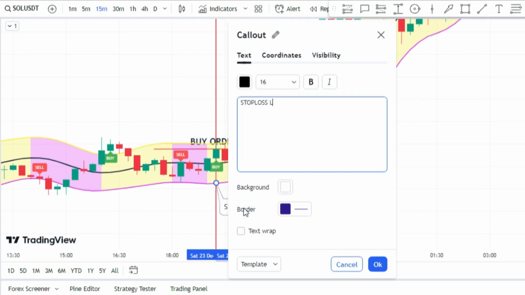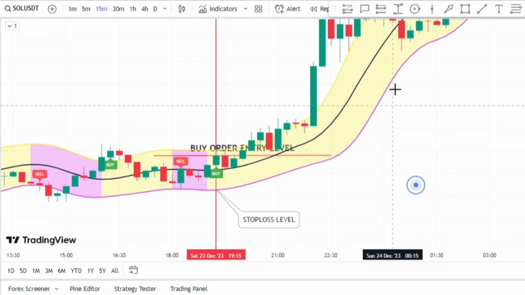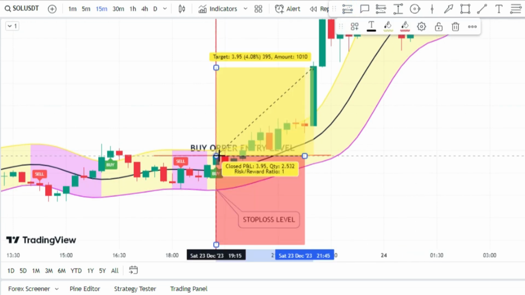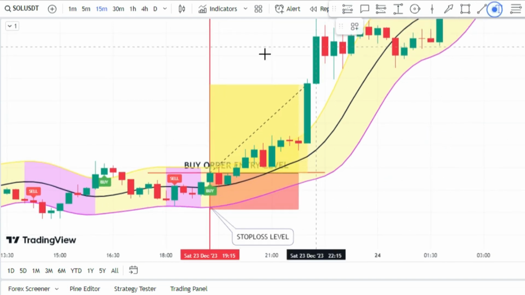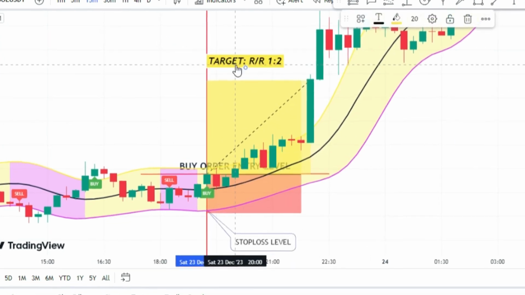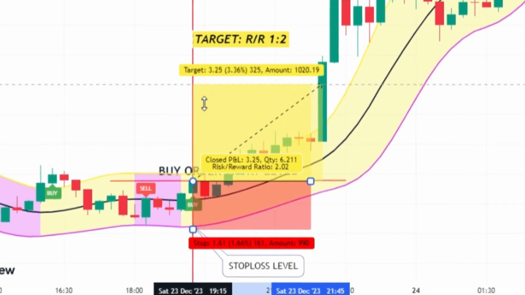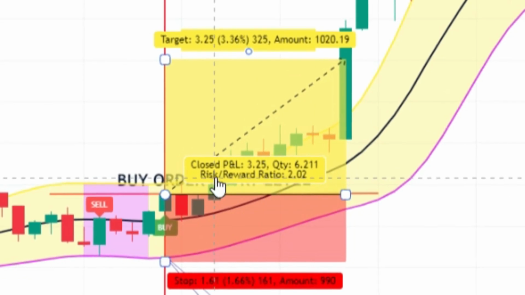You'll want to set a stop loss for your trade, which you can do using the lower band of the John Anderson indicator. And when the time comes to exit the trade, remember to keep your risk to reward ratio in mind. Aim for a 1-to-2 ratio. That means for every dollar you risk, you should aim to make $2 in profit.